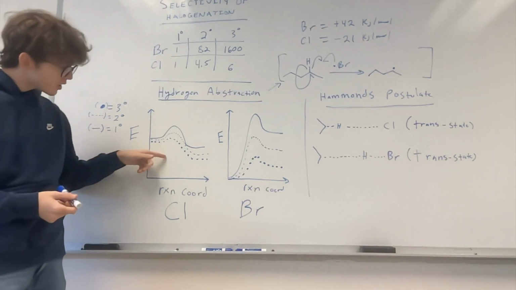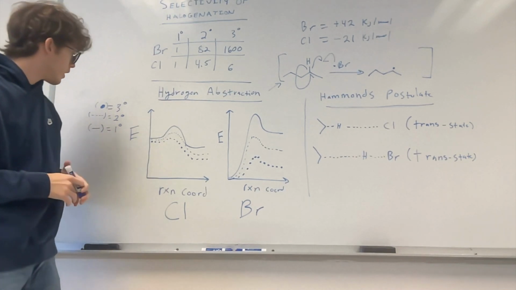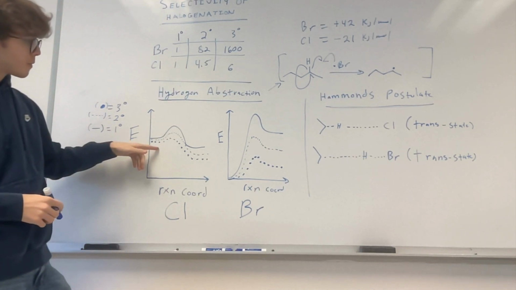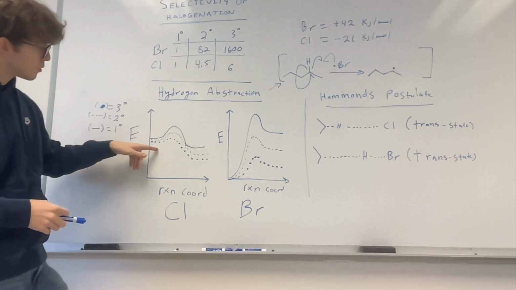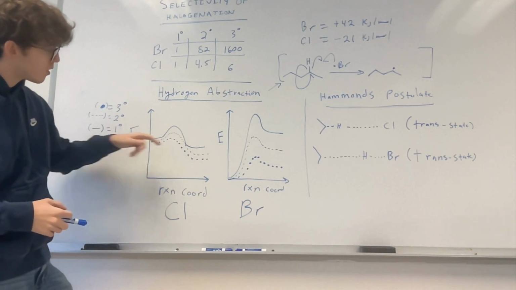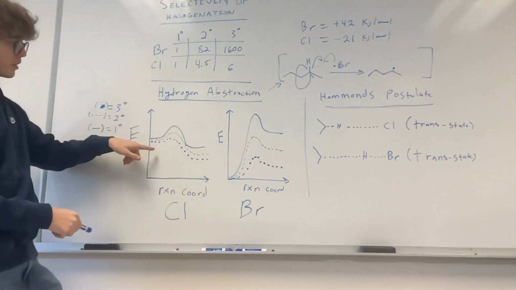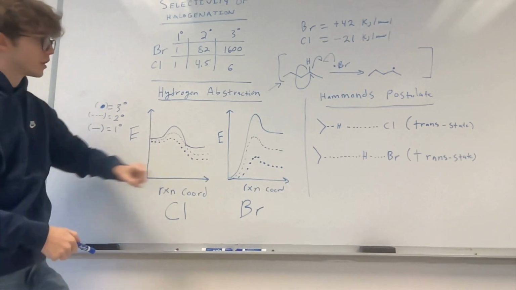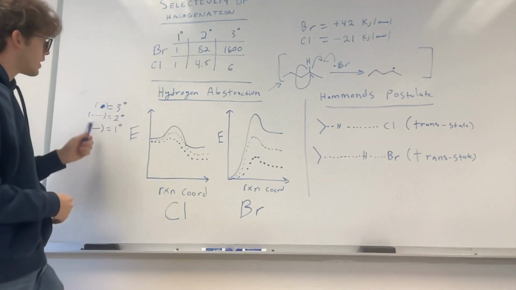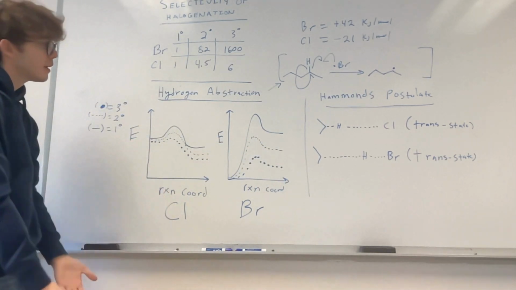So notice this is for chlorine here. This one's for chlorine. Notice how for both of them, the fastest route, the one that goes through the lowest activation energy, is going to be your tertiary. So see here, little hump and then we're good. Little hump and then we're good. Right? So tertiary for both are the most favored.